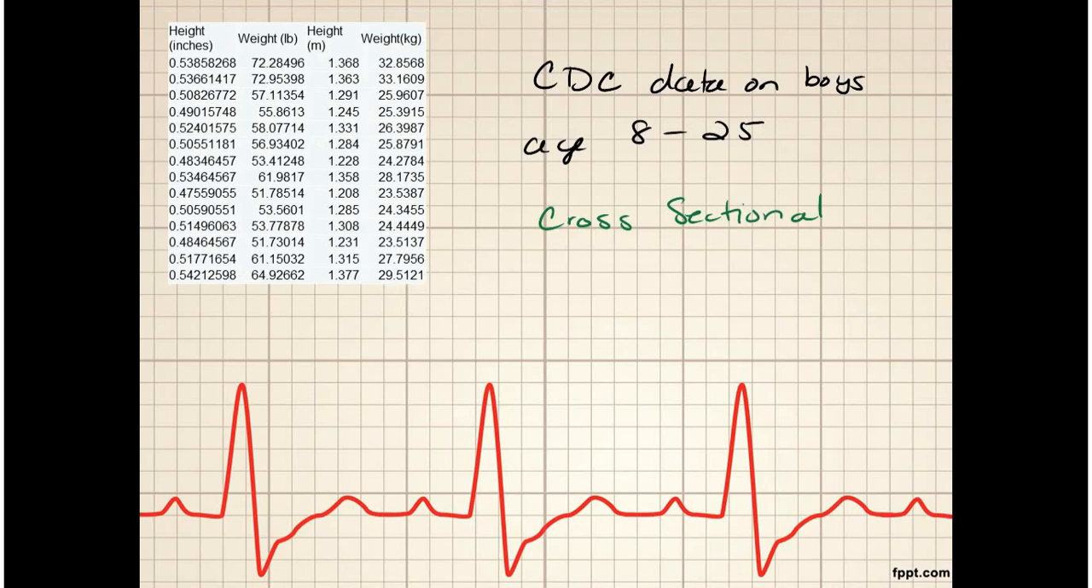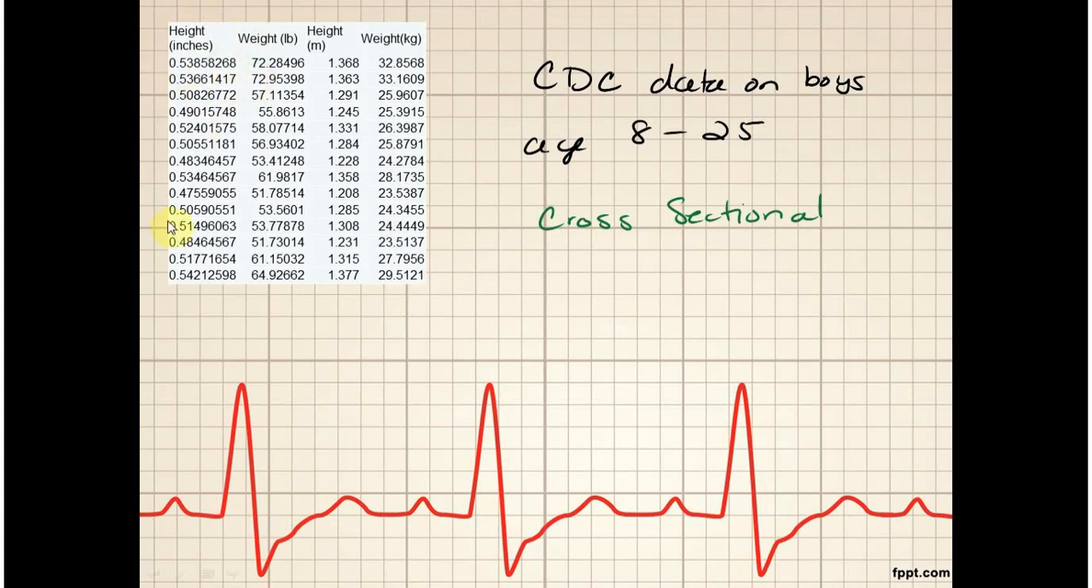So I have for you here CDC data on boys age 8 to 25, and it's cross-sectional. There are actually these mobile carts. The CDC does this throughout the nation. They go around the nation and they measure all kinds of things in people. And so these are children's data across the nation. There's a collection of their body weight, their height, their percent fat, and a number of other things. And you see that this data is over here.